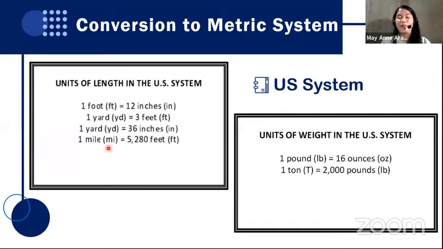And 1 mile is equal to 5,280 feet. And for weight naman, 1 pound is equal to 16 ounces. 1 ton is equal to 2,000 pounds.